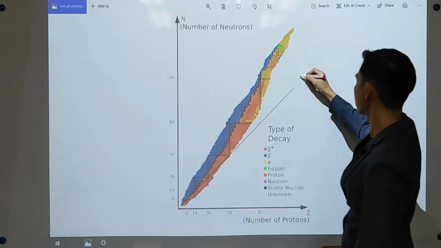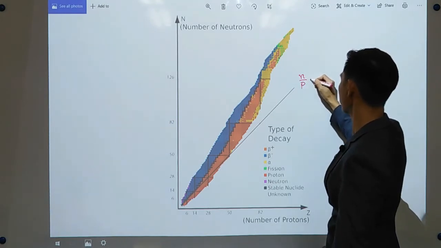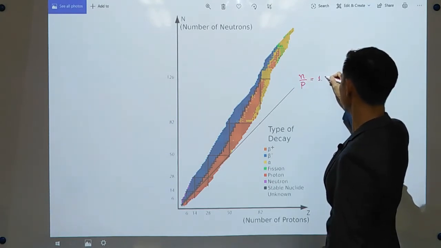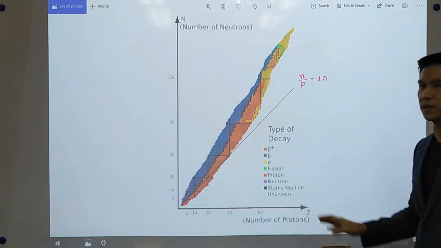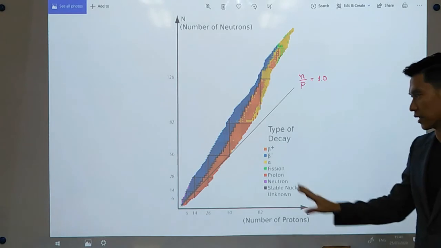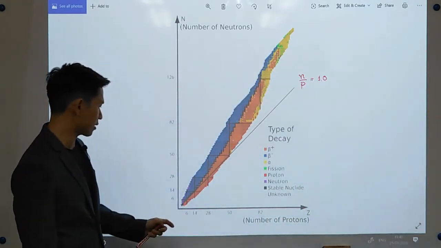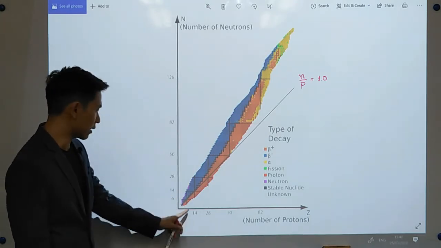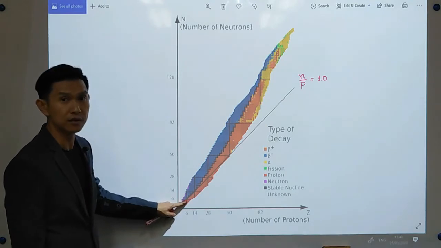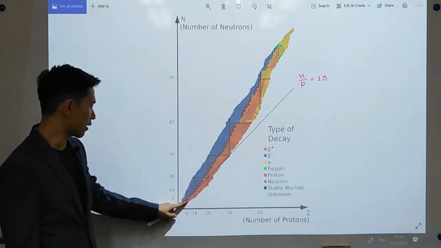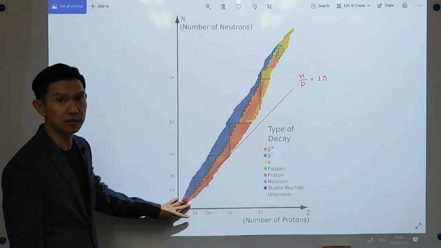Or we can say that the neutron to proton ratio is equal to 1. Okay? It's equal to 1. And then we put every single isotope inside. For example, if we have carbon, right? Carbon contains 6 protons and 6 neutrons. So I put it here. This is carbon-12. But we have other isotopes of carbon: carbon-13, carbon-14, things like that.